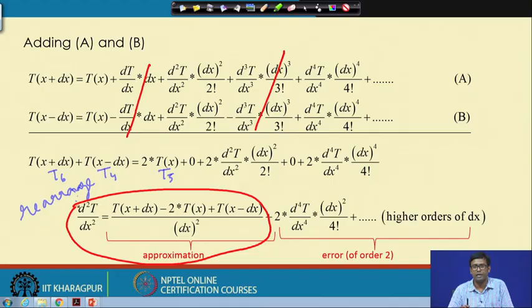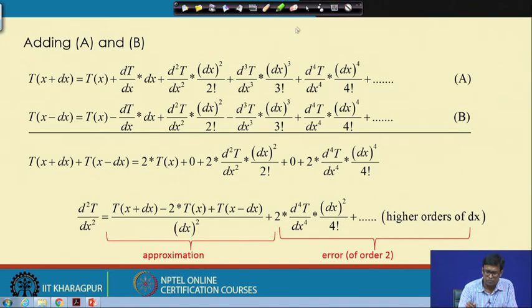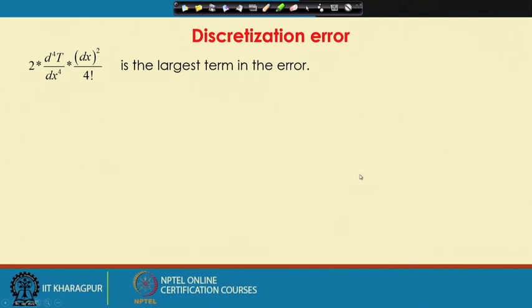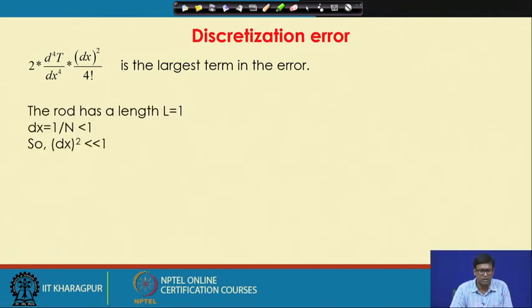We know that we are making an error, but we know what the error is. The error is of the order of dx whole square, because the other terms are of a much higher order and are much smaller. So, the maximum error is of the order of dx whole square. We call this the discretization error. 2 d4T/dx4 times dx whole square by factorial 4 is the largest term in the error.